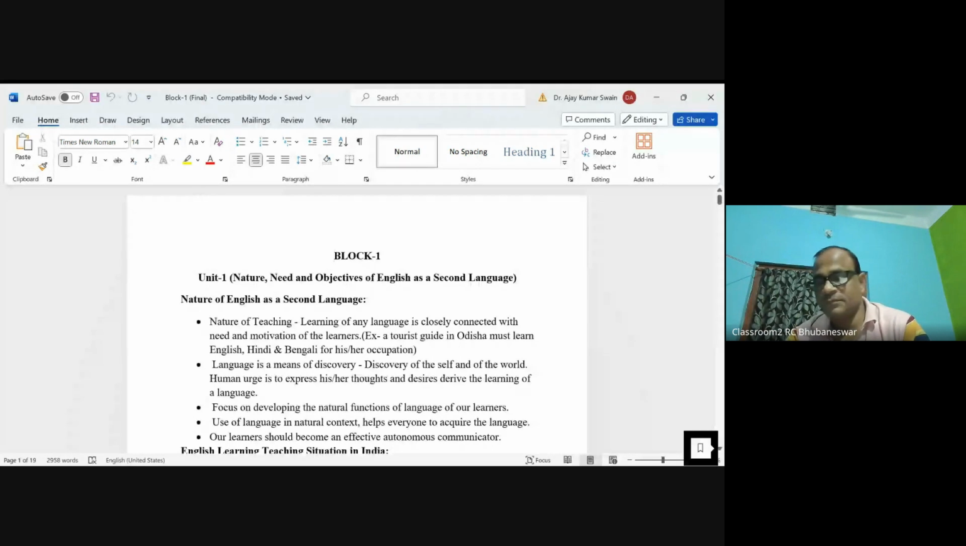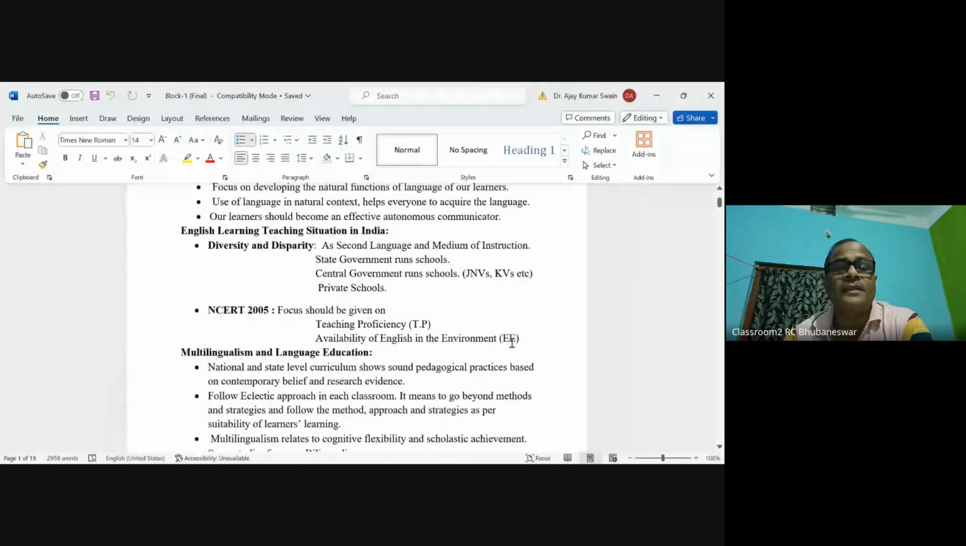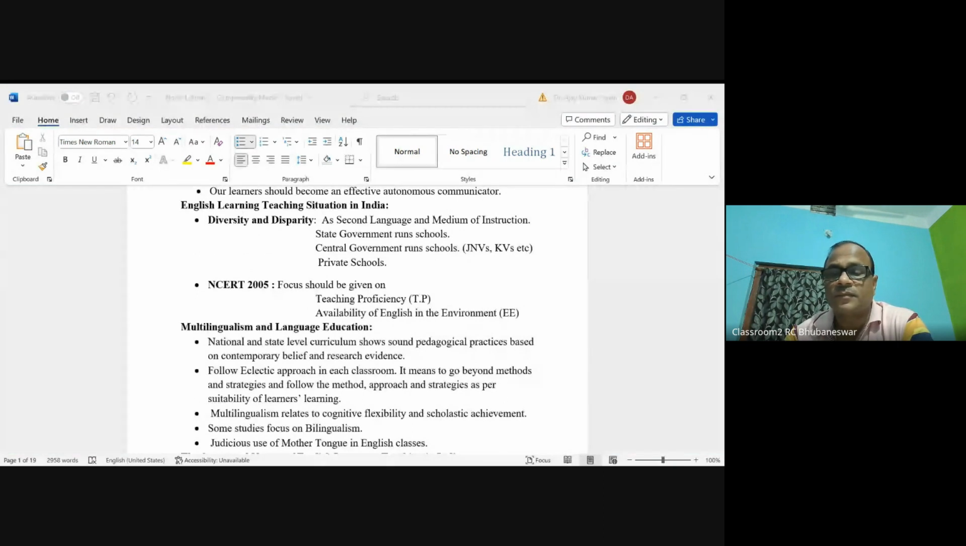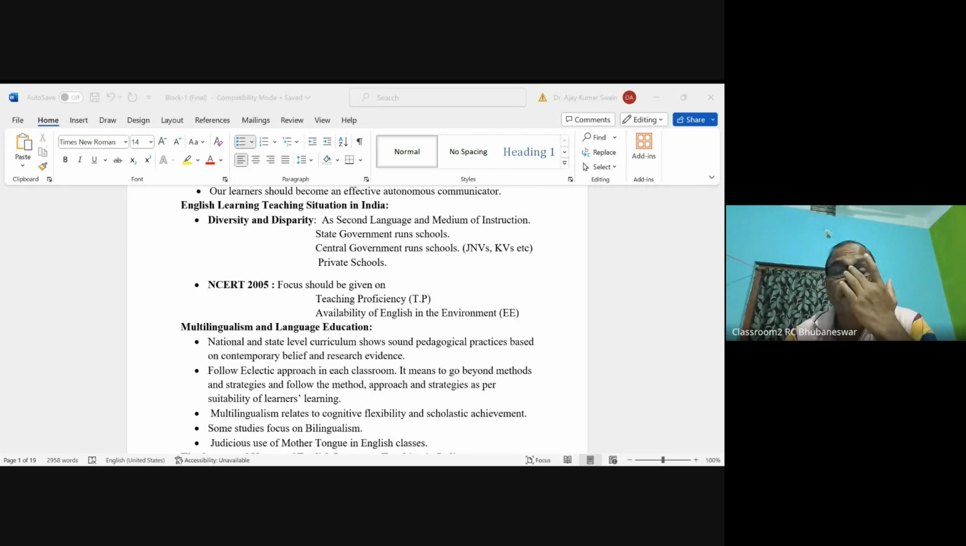Then, English learning teaching situation in India. You see, diversity and disparity. What does it mean? As second language, whether the slide is visible? Yes, sir. Diversity and disparity.